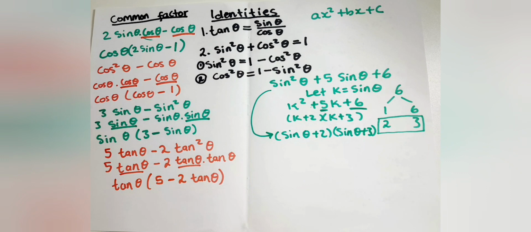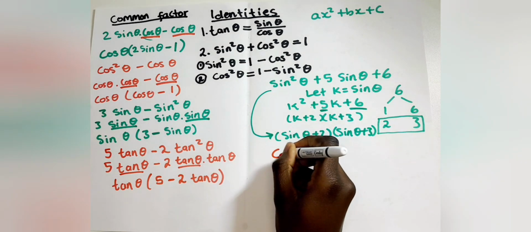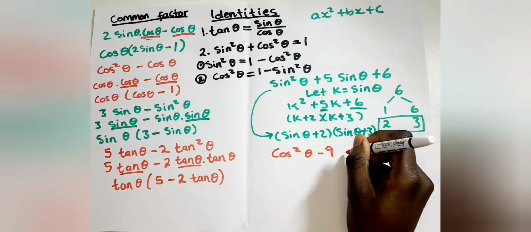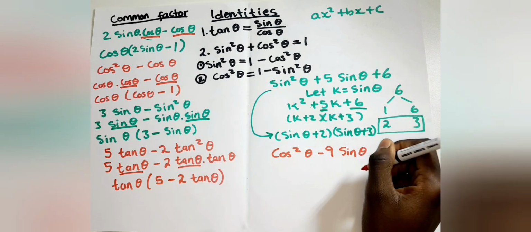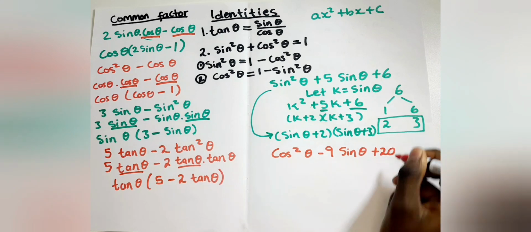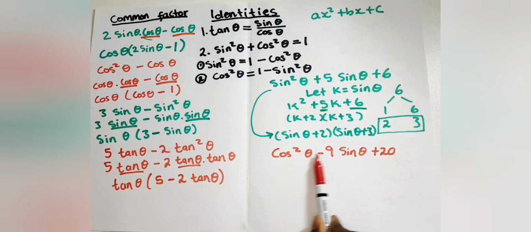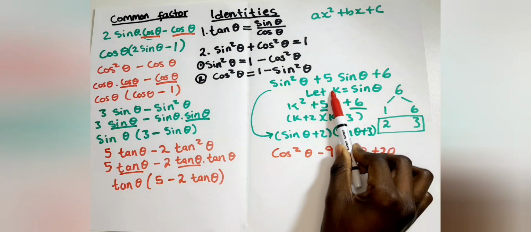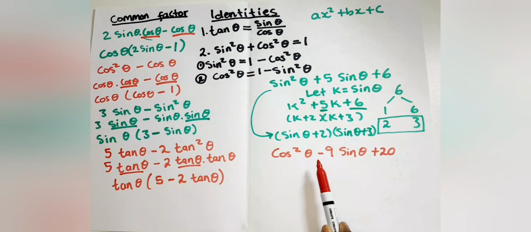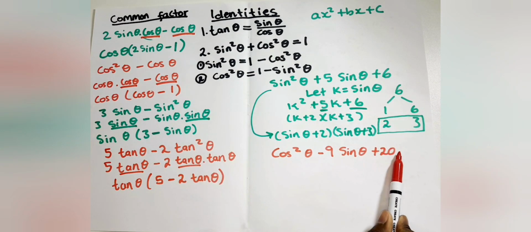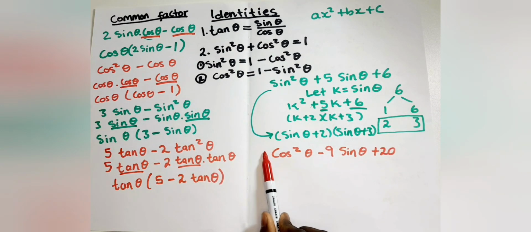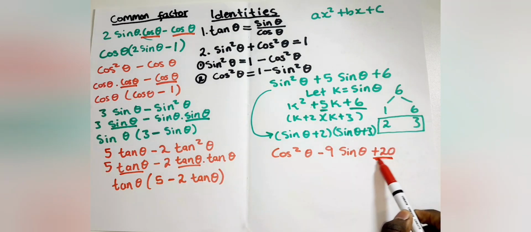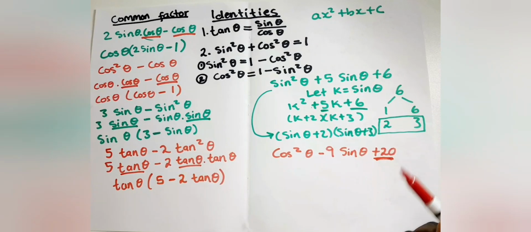Okay, let's check another one. Let's say now you're given cos squared theta minus 9 cos theta plus 20, right? You can always introduce a variable like k, p, x. It doesn't have to be k, guys. What you notice is that this is a trigonometric trinomial, and you check the value of a, it's a positive 1, so I can check the factors of the constant term, which would be 20 in this case.